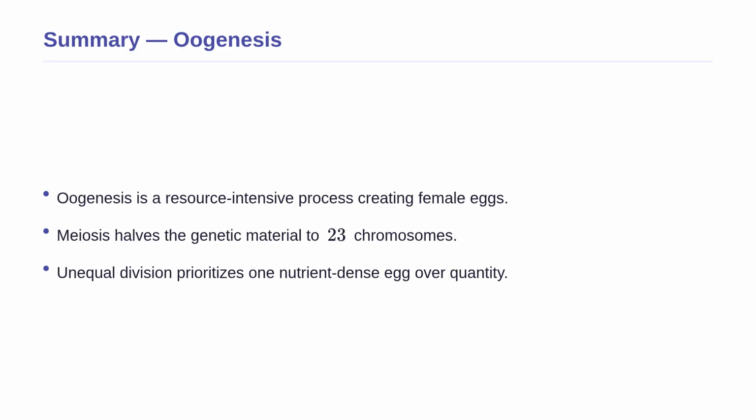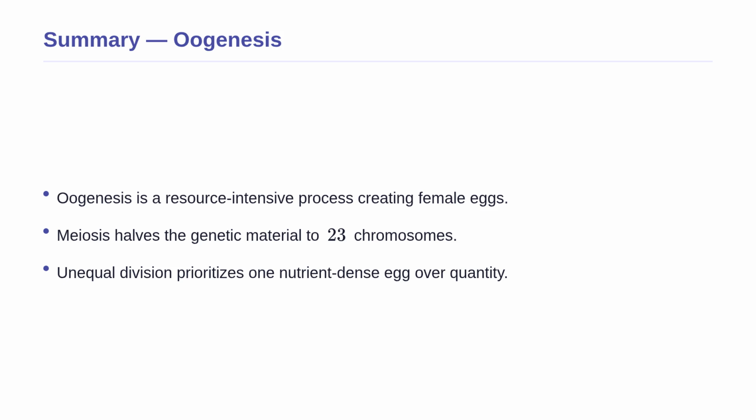We have covered the full topic of oogenesis, so let us review our key takeaways. First, oogenesis is a highly specialized, resource-intensive process designed to create a female gamete. Second, it relies on meiotic division to halve the genetic material, resulting in an egg with 23 chromosomes.